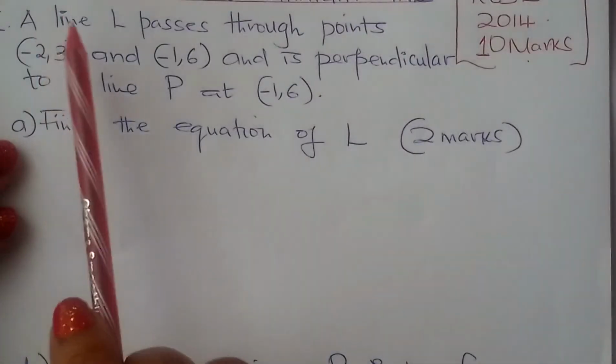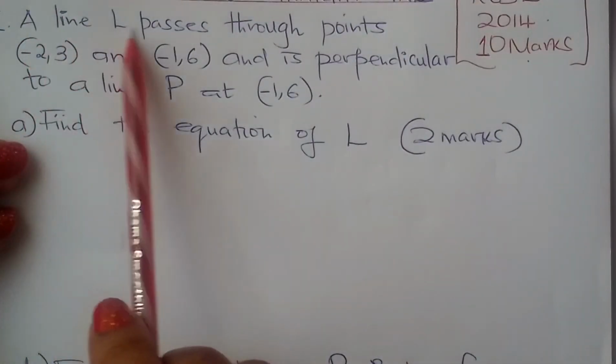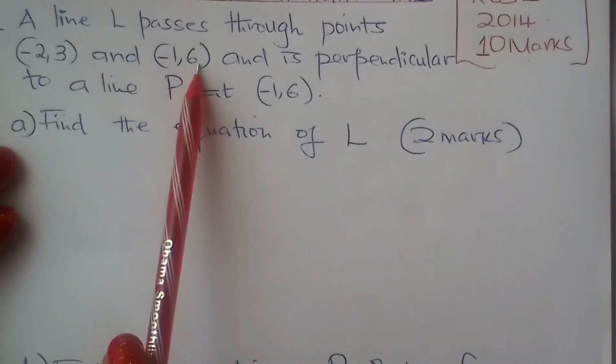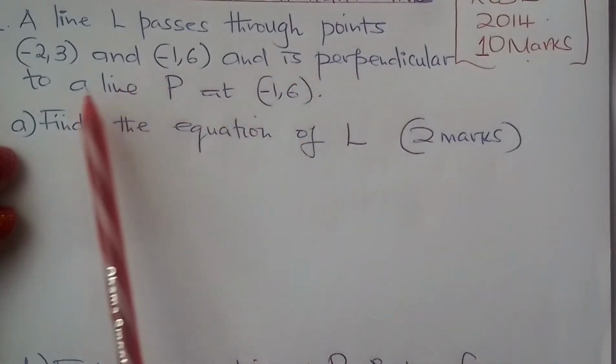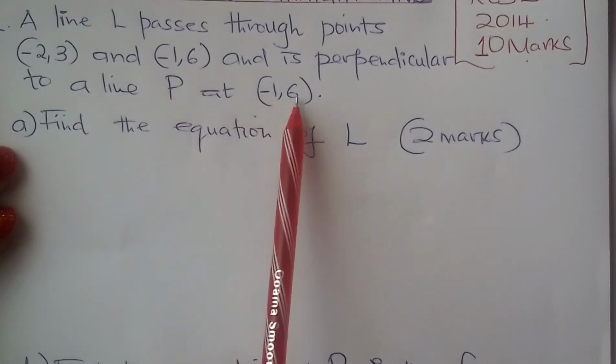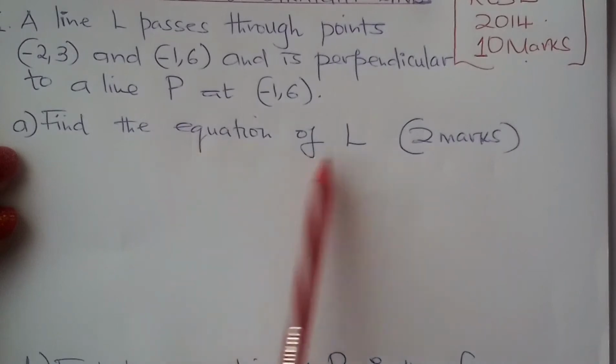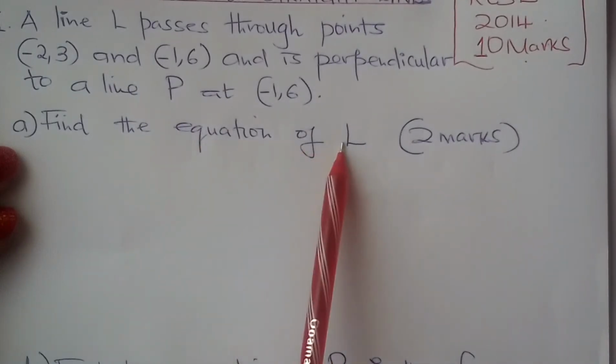The question is, a line L passes through points (-2, 3) and (-1, 6) and is perpendicular to a line P at (-1, 6). Find the equation of L.